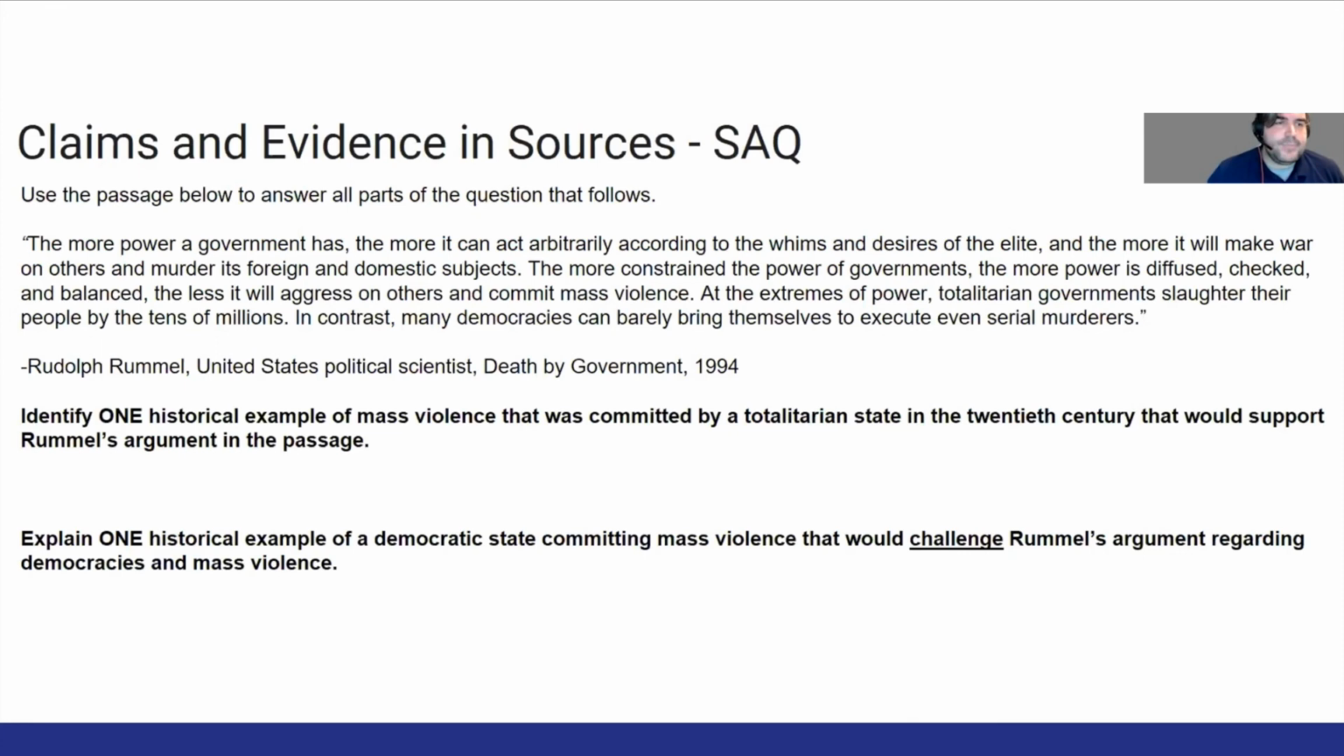Identify one historical example of mass violence committed by a totalitarian state in the 20th century that would support Rummel's argument. Okay? You can think of Japan. You can think of the Soviet Union. You can think of Nazi Germany. Use them as examples. Explain one historical example by a democratic state that committed mass violence that would challenge Rummel's argument regarding democracies and violence. Did Great Britain or France or the United States, major democratic powers, use mass violence? Because Rummel says that they would not.